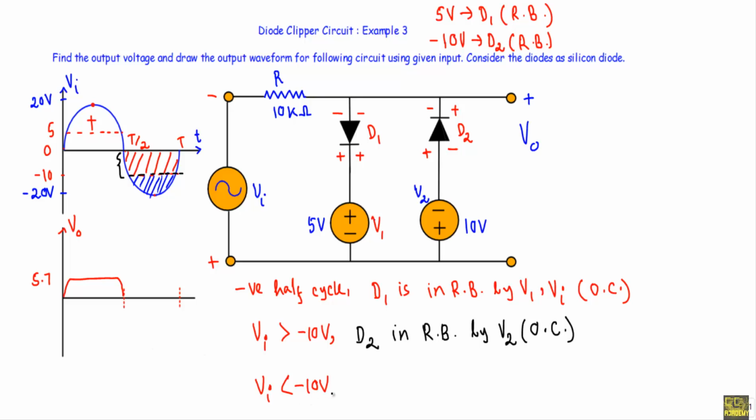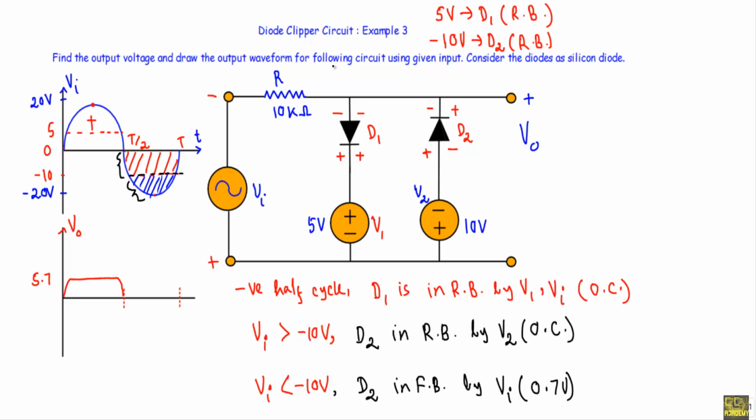When Vi will be less than minus 10 volt, that means if I talk about this region from minus 10 to minus 20, you will see the effect of the input voltage will be greater than the effect of this V2 voltage source. Therefore, the diode D2 will be in forward bias due to the input voltage Vi. In that case, I can replace that with a 0.7 volt voltage source.